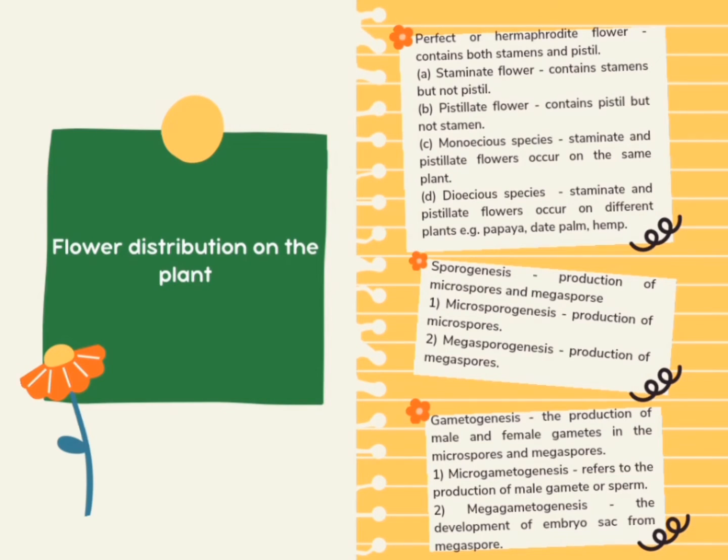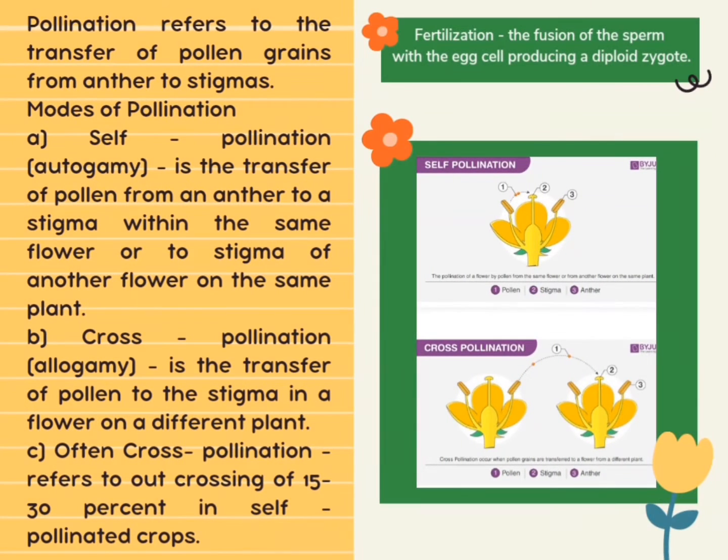Microgametogenesis refers to the production of male gamete or sperm. Megagametogenesis is the development of embryo sac from megaspore. Pollination refers to the transfer of pollen grains from anther to stigmas.